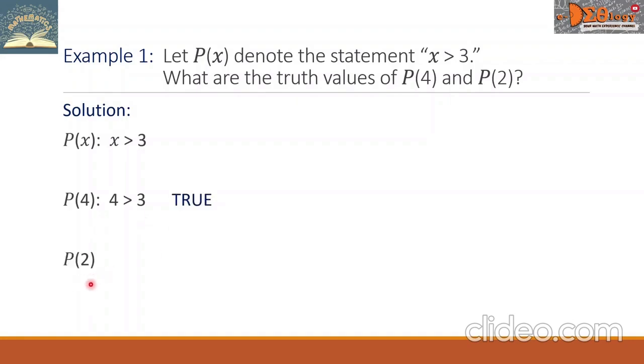Now for the P of 2. We substitute the number 2 for the x. So we have 2 is greater than 3. And we know that this is false. So the truth value of P of 2 is false. So we have now the answers. P of 4 is true, P of 2 is false.